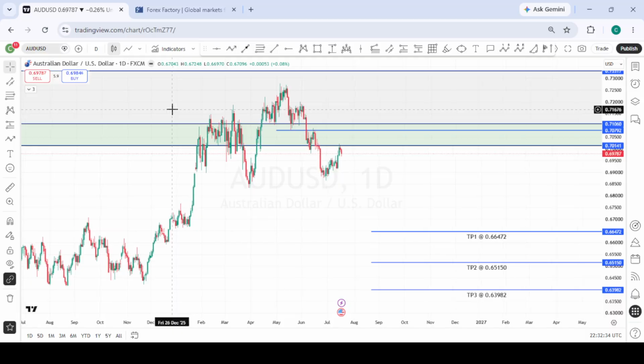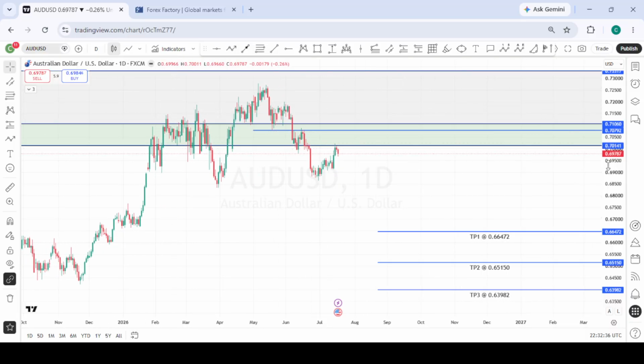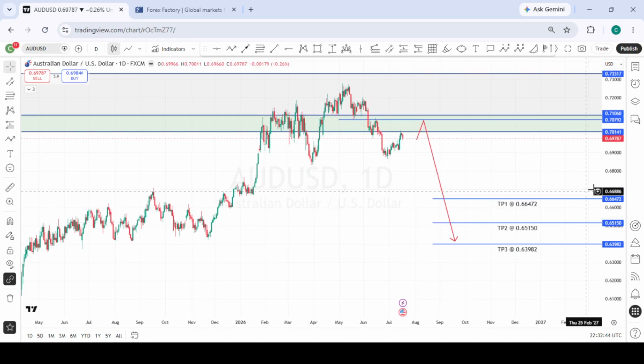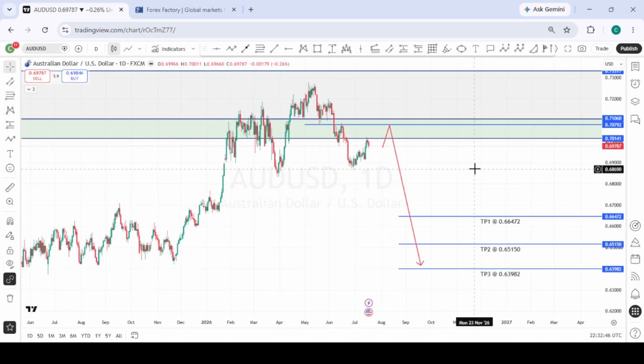This is AUDUSD, and for AUDUSD, we'll be anticipating that price will pull back a bit deeper into this area of interest to give us some selling opportunities from here. Then we'll take ourselves to the downside for AUDUSD. So we are very bearish on AUDUSD.